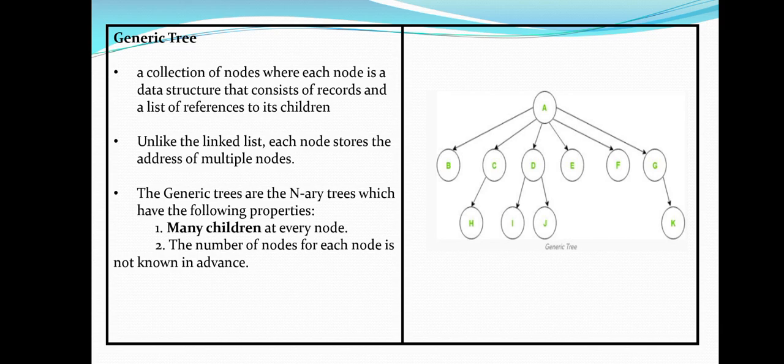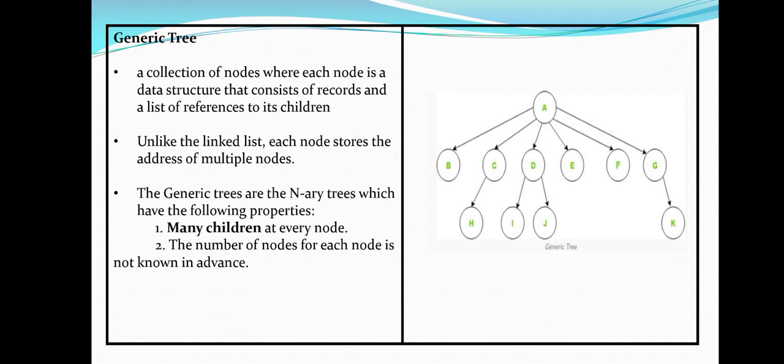Similarly, in generic tree, each node consists of two parts. The first one is the record part and the next one is the list of references to its children. There are some properties of generic tree. The first one is it can have many children at every node. If you see the example on the right side, node A has many children: B, C, D, E, F, G. Similarly, each node can have multiple children.